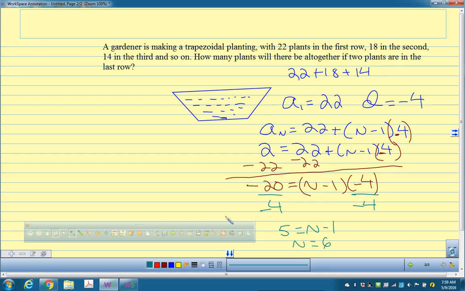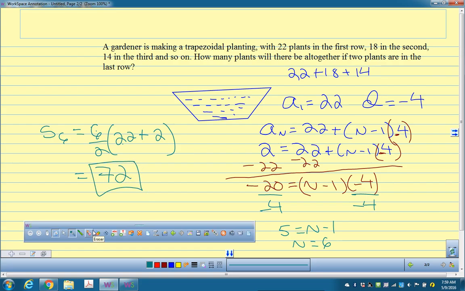n equals 6. So now you use the summation formula, S sub 6, right? Because now I know how many rows I have. S sub 6 is equal to the number of terms, which is 6, divided by 2, times the first term, which is 22, plus the last term, which is what? 2, right? So first term, last term, number of terms. And I get 24 divided by 2, which is 12, times 6, which is 72. Okay, and that's how many plants there are altogether.